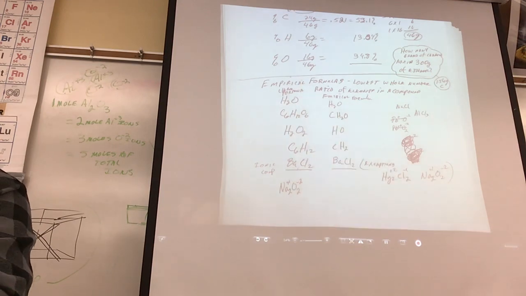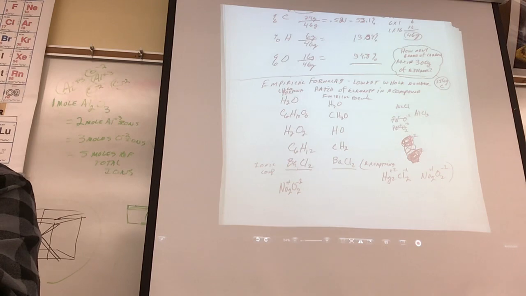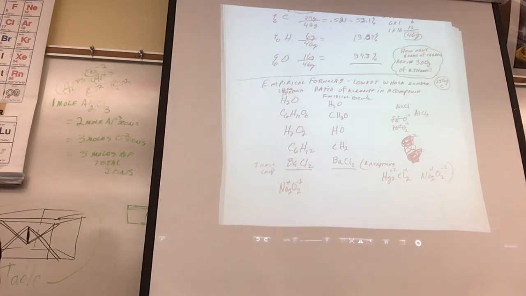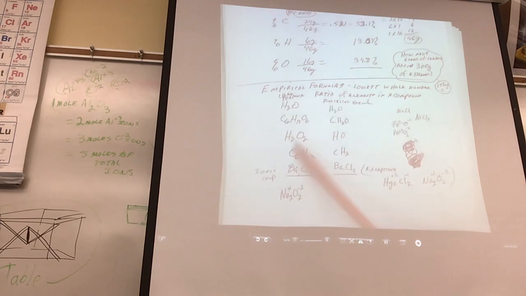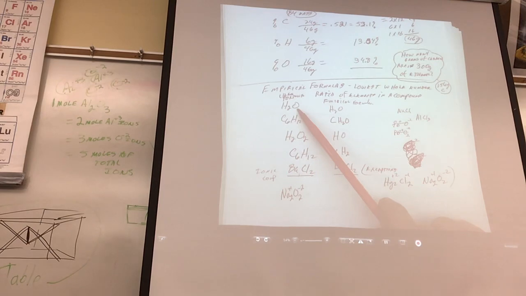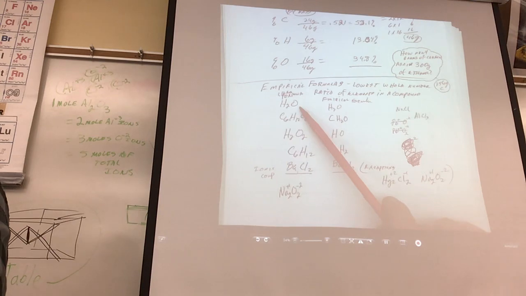Empirical formula. The reason I need you to know that is that when chemists analyze something, they usually get the lowest whole number ratio, and they had to give a name to that, and they call it the empirical formula. So if you take a look at these real chemicals here, what would the empirical formula be of that? Well, I can't reduce that any further, so the empirical formula for water is the same as the chemical formula.